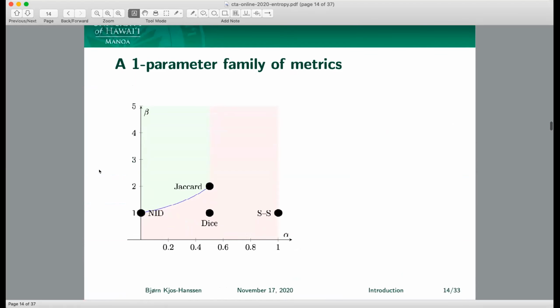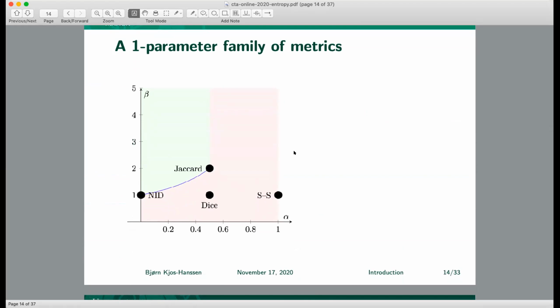Okay, so here's the picture that fits the title of the talk, the one parameter family of metrics. The light green indicates all the parameter values for alpha and beta that do give us a metric, and the light red indicates we don't get a metric. So the Simpson-Szymkiewicz coefficient is in the red, the Dice coefficient is in the red, and then Jaccard and the NID are the two extreme points of the green region. I'm writing NID, but it's really the analog when you translate Kolmogorov complexity over to cardinality.